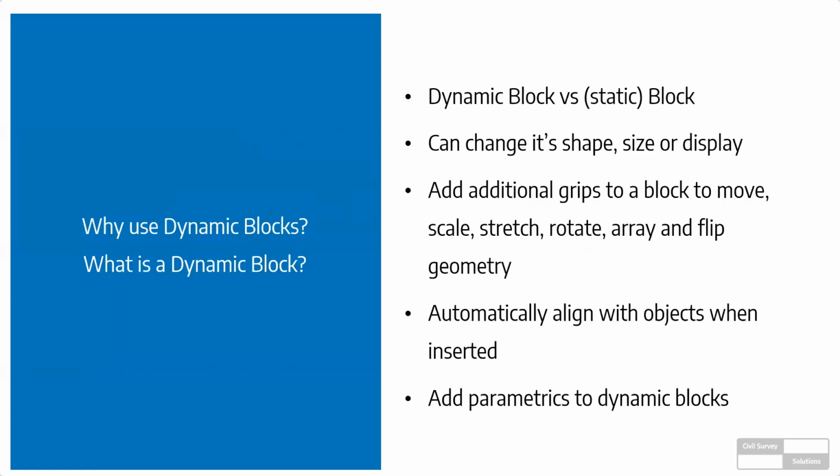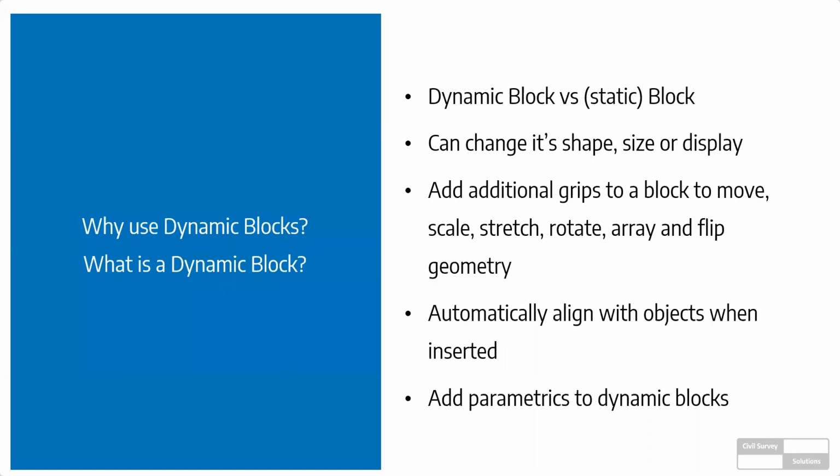You can also add an alignment command to dynamic blocks. For a sink or some sort of piece of furniture, or something that has to go along a line, say a water main or a stop valve, they always align with the line work or the pipeline work. We can automatically get the block to come in and align with objects within your drawing.